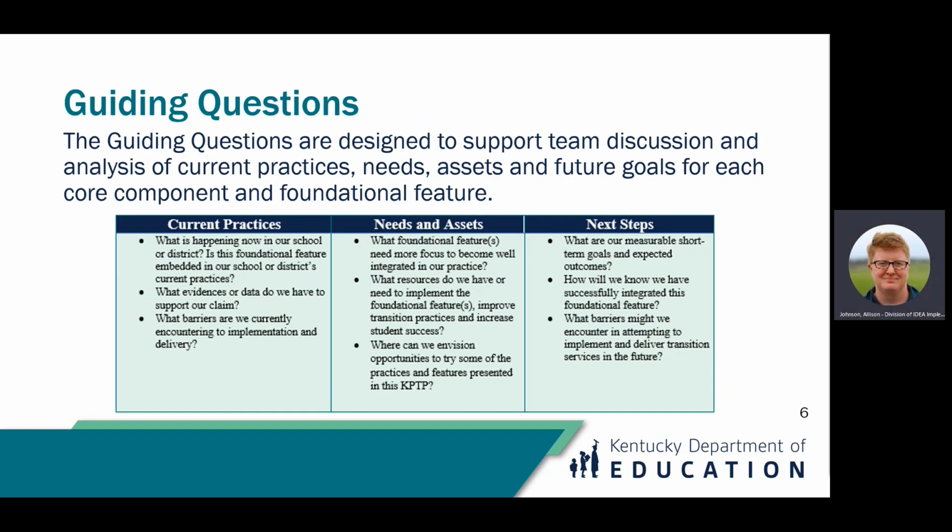The KPTP also has a section of guiding questions. These guiding questions are intended to assist transition teams in reflecting on current post-secondary transition practices. What is happening now, and what evidence do we have that it's happening that way? On our needs and assets, what features do we need to focus on in order to improve outcomes for students? Or do we have any assets or areas in which we are strong that we can lean on to push our transition work in a different direction? And our next steps. What are our short-term goals and expected outcomes? And how will we know we have achieved our goals?